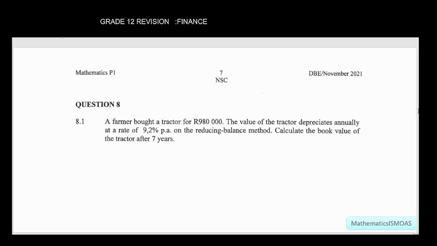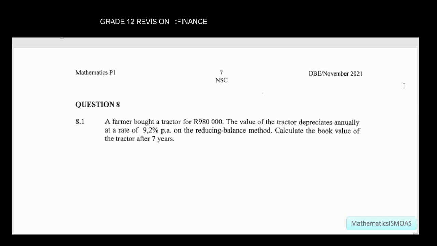8.1, a farmer bought a tractor for 980,000 rands. The value of the tractor depreciates annually at a rate of 9.2% per annum on the reducing balance method. Calculate the book value of the tractor after 7 years.